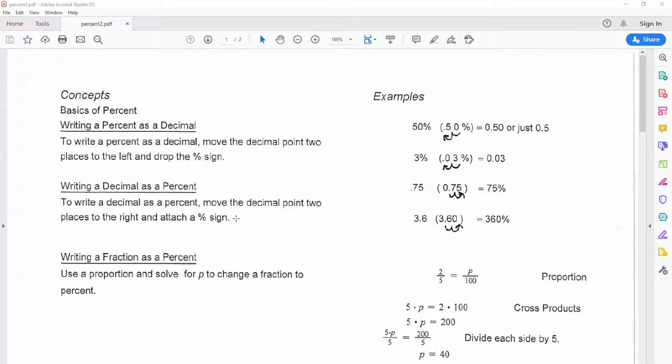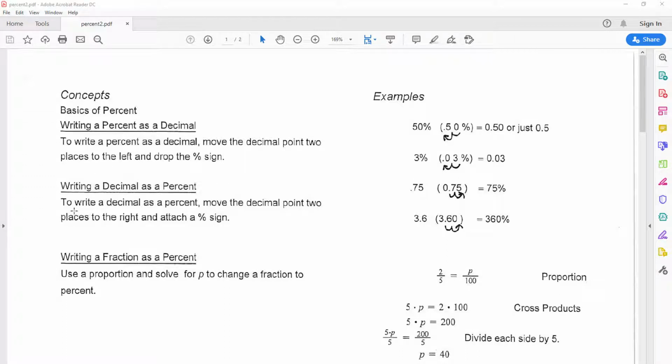The first thing we talk about is writing a percent as a decimal. To write a percent as a decimal, move the decimal 2 places to the left and drop the percent sign. So I have 50%. I shift the decimal point 2 places to the left and drop the percent sign, so I have 0.5. Another one here, I have 3%. I move it 2 places to the left and drop my percent sign, so I have 0.03.